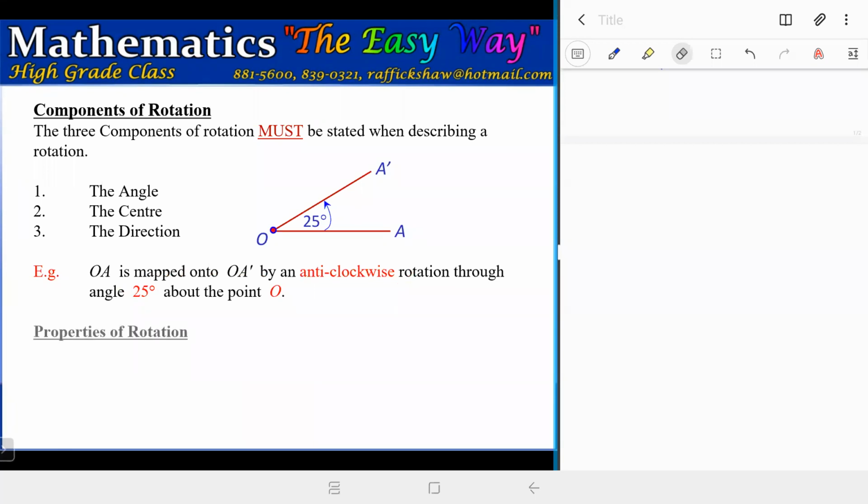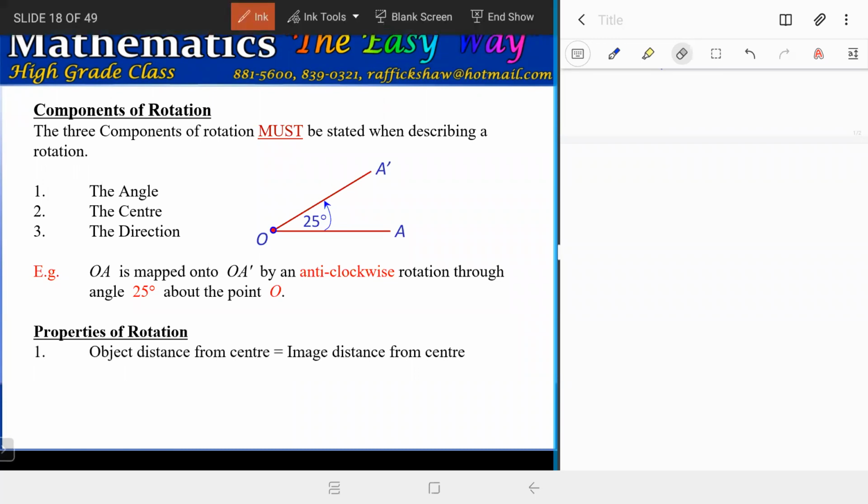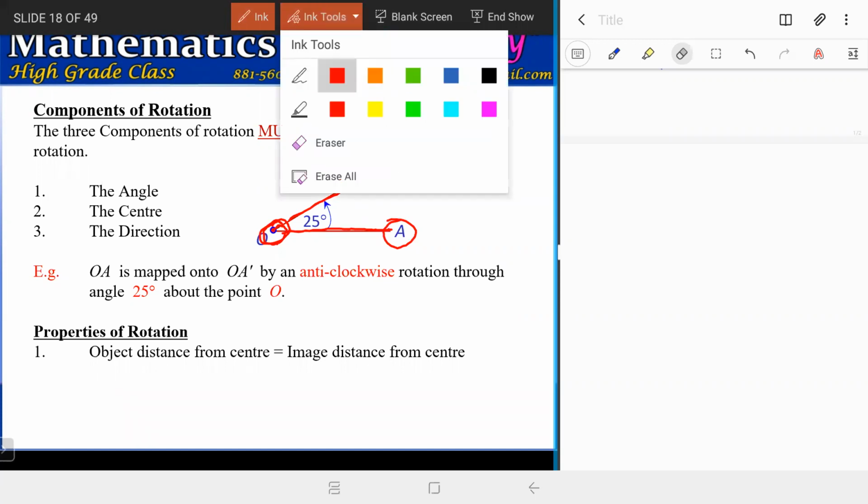All right. So what are the properties of rotation? The properties of rotation are pretty obvious, as shown in the diagram. The object distance from the center equals the image distance from the center. You can see that here. It's almost like common sense. The distance from here to this point is the same as the distance from the center to that point. All right, almost like common sense.